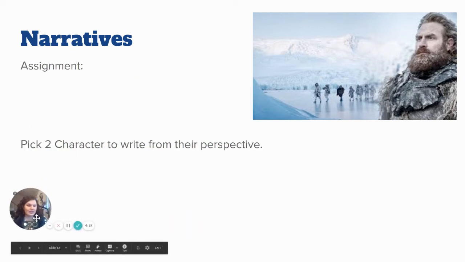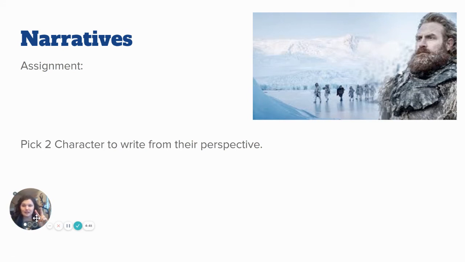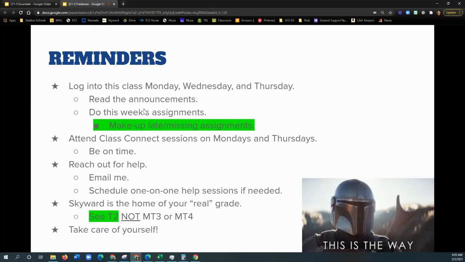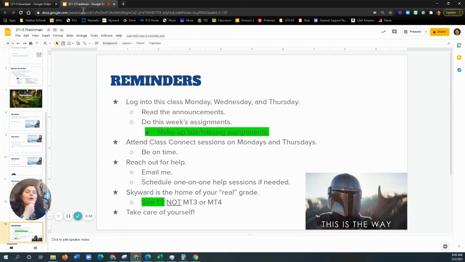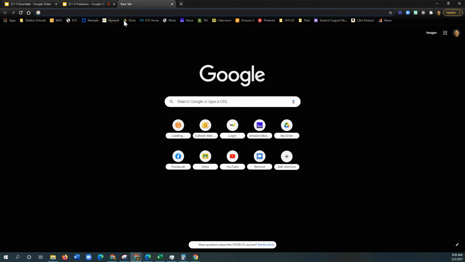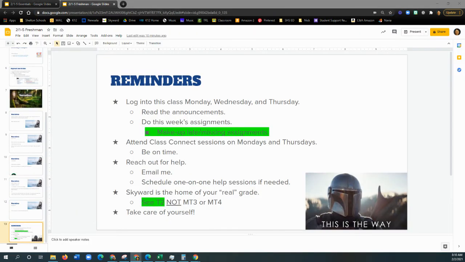Now, how does this fit into your assignment? What I'm going to ask you to do is pick two of the characters that we've looked at before and write from their perspective. So now's the time that we're going to switch into assignment mode. I have put the assignment in K-12. I would really prefer it if you did it in Google Classroom. It's going to be easier if you do it in Google Classroom.